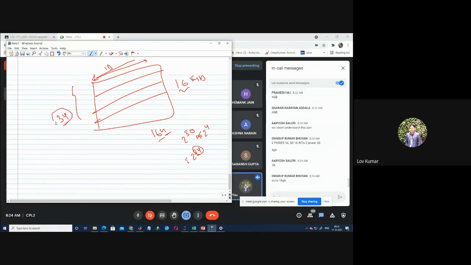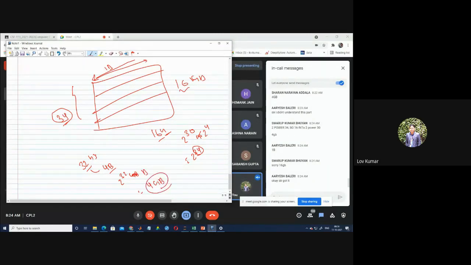Minimum 34 bits. But whatever the operating system you have installed, that is generating only 32 bits. For these 32 bits, you can only utilize the 4 GB RAM. How are you utilizing the 4 GB RAM? 2 to the power 32 bytes. This is nothing but equal to 4 gigabytes.